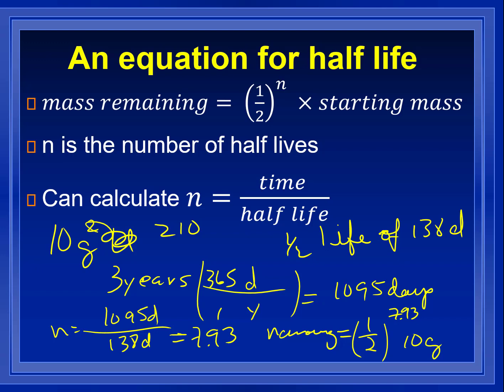So 0.5 to the 7.93 times 10 grams equals 0.041. So there's a real reason why I can't detect much alpha radiation. I went from 10 grams of it to less than 1/10 of a gram of it. So the number of counts are going to drop way off because I don't have the stuff falling apart anymore. Does that make sense?